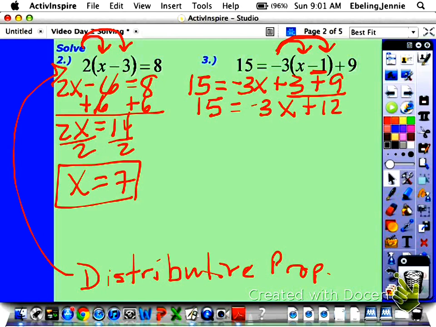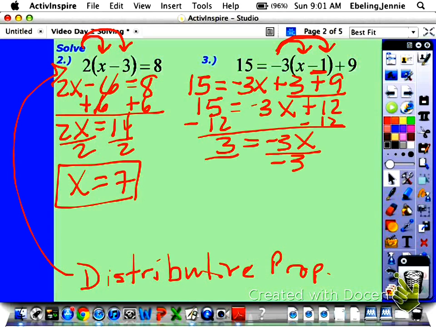Now I need to get this term with the x by itself, so I need to undo the addition, so I'm going to subtract 12. So I get 3 equals negative 3x. Divide both sides by negative 3, don't lose that negative. I get negative 1 is equal to x for my solution here.